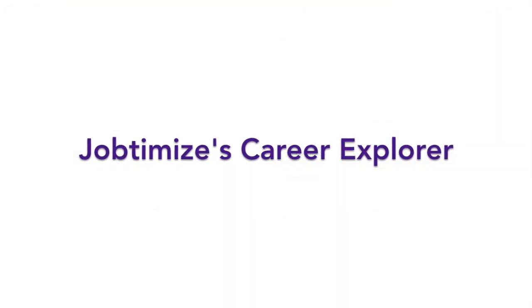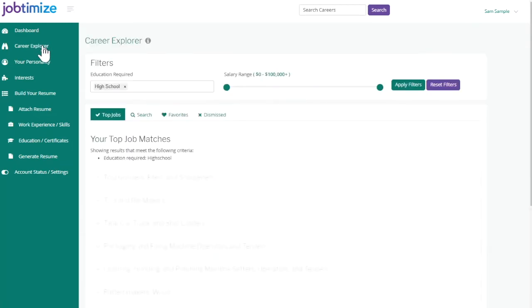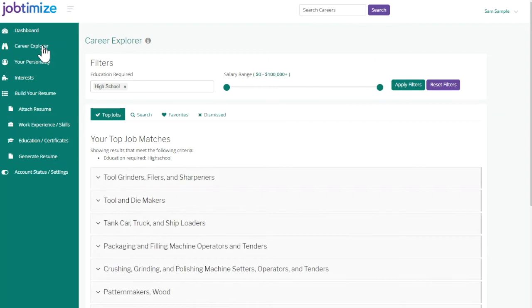Okay, hello again. Our final tour is going to take you to the Career Explorer page, and again we're going to be navigating this pretending that we're Sam's sample. What you see on this page is a few things. So Sam has gone to Career Explorer.